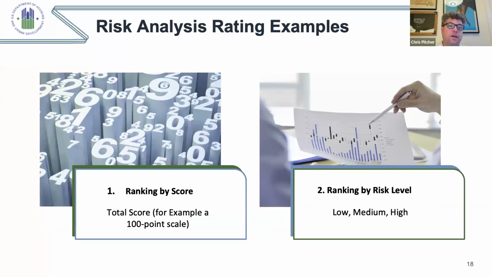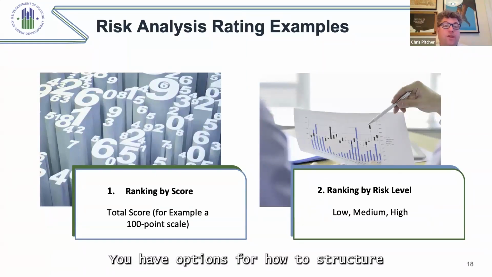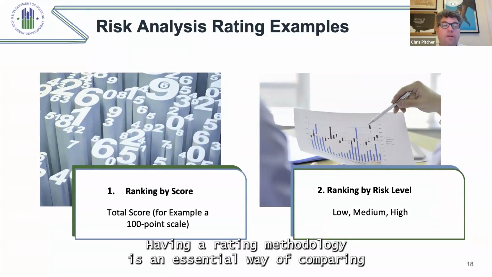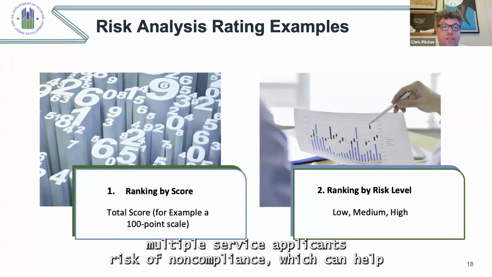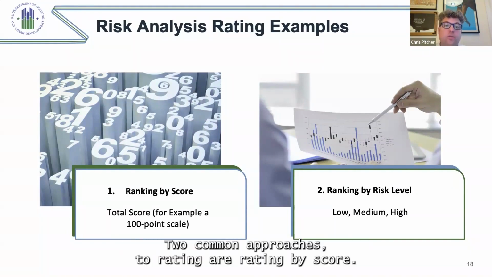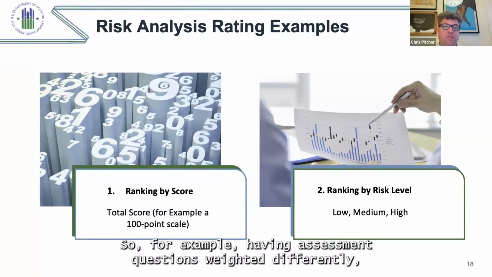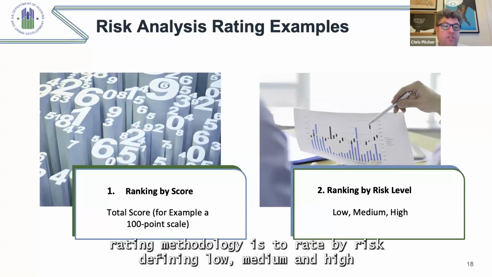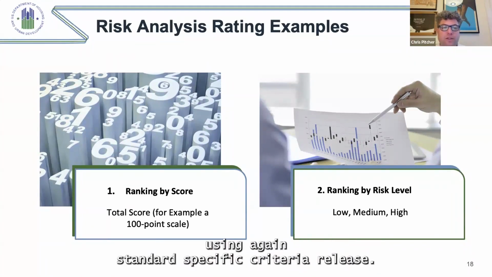Slide, risk analysis rating examples. A numbered list. You have options for how to structure a risk analysis and the method for rating subrecipients. Having a rating methodology is an essential way of comparing multiple subrecipients' risk of noncompliance, which can help you prioritize who gets monitored, how often, and to what extent. Two common approaches to rating are rating by score. So, for example, having assessment questions weighted differently, adding up to a 100-point scale. Another rating methodology is to rate by risk, defining low, medium, and high using, again, standard specific criteria.